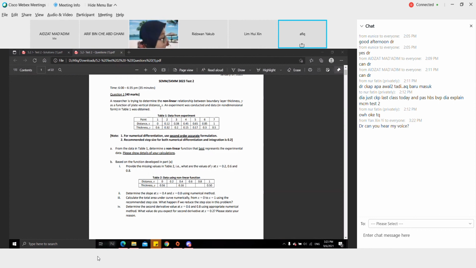Forward second order derivative. Function of x_i equals function of x_{i+2} minus 2 times function of x_{i+1} plus function of x_i, divided by h squared. Do you use central? No, use forward. The book writes function x_{i+2} minus 2 times function x_{i+1} plus function x_i divided by h squared.